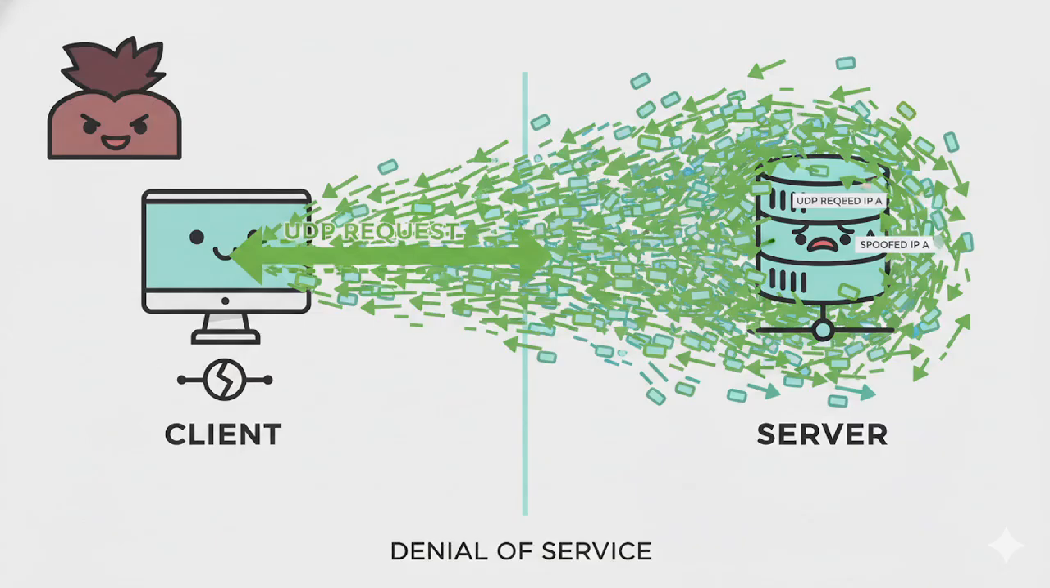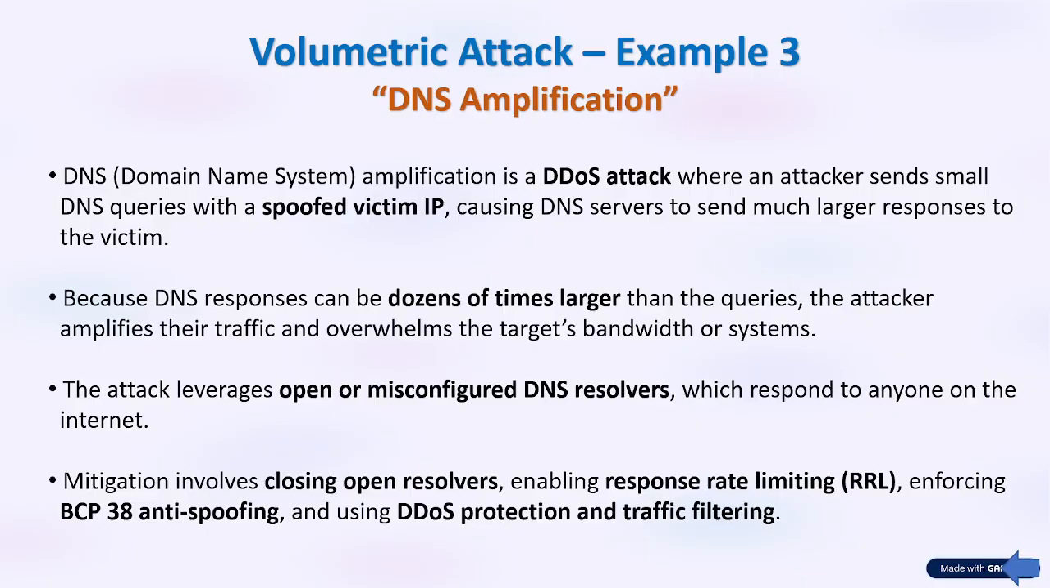Now let's see the third example of volumetric attack, which is DNS amplification. This is a particularly potent form of DDoS. DNS amplification is a DDoS attack where an attacker sends small DNS queries using a spoofed victim IP. This tricks legitimate DNS servers into sending much larger responses directly to the victim, not the attacker.